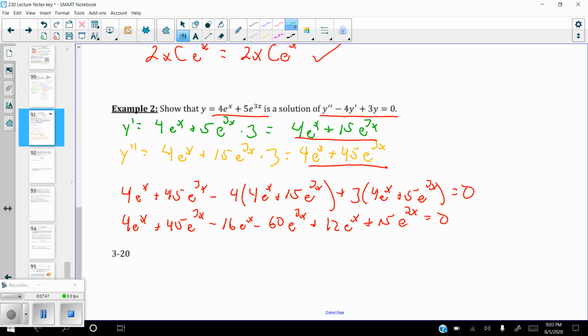I've got 4e to the x minus 16e to the x. So 4e to the x minus 16e to the x is minus 12e to the x, plus 12e to the x. That's 0. Good. Those are all gone. And then we've got 45e to the 3x minus 60e to the 3x. So it's minus 15 of them. And then plus 15e to the 3x. Good. All those are gone. So what we end up with is 0 equals 0. And that is a true statement. That is a solution.